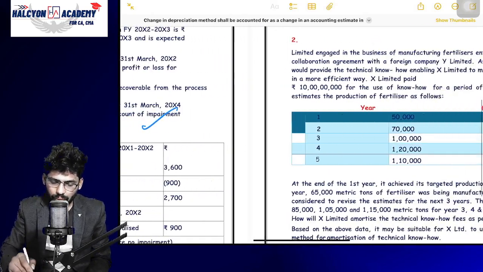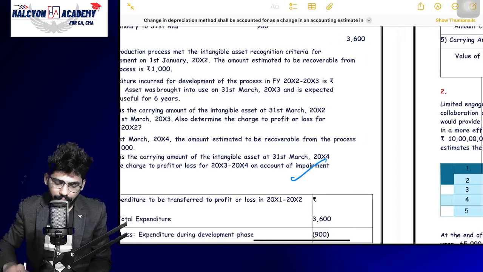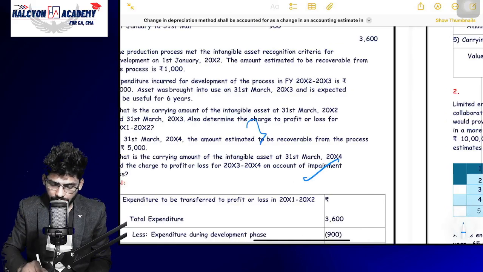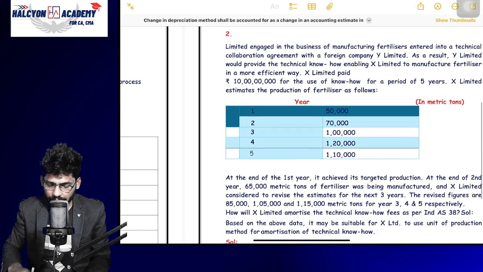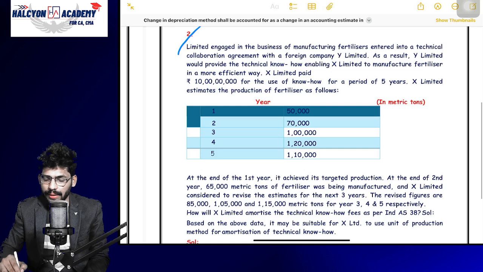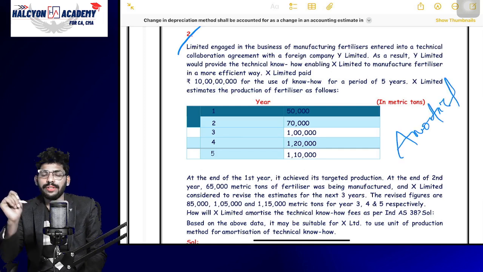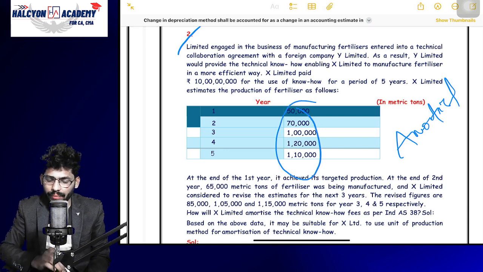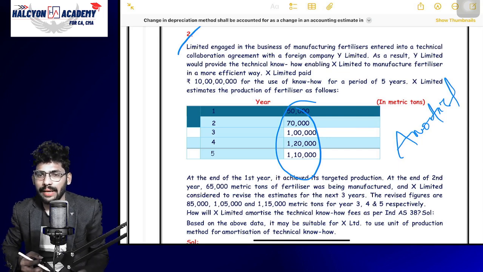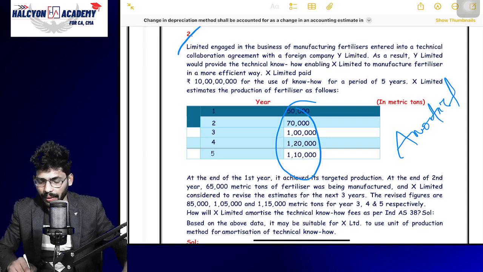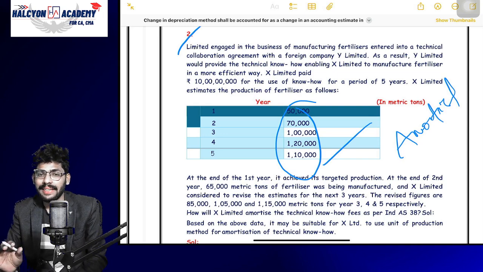Okay. So this question also, actually this question came from Ind AS 38, right? Second question also from Ind AS 38 only. So nothing but it is based on amortization, correct? Based on amortization. So here we have different metric tons given. So we need to calculate the amortization value for each year based on this metric tons.